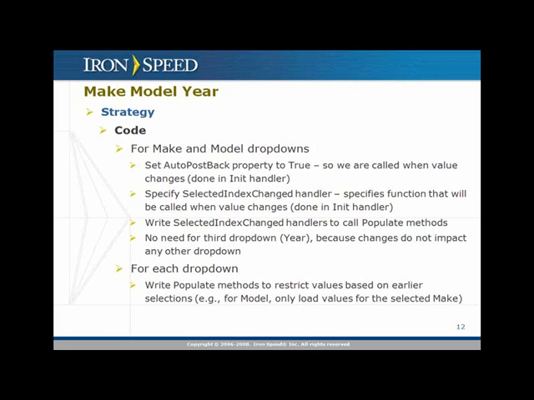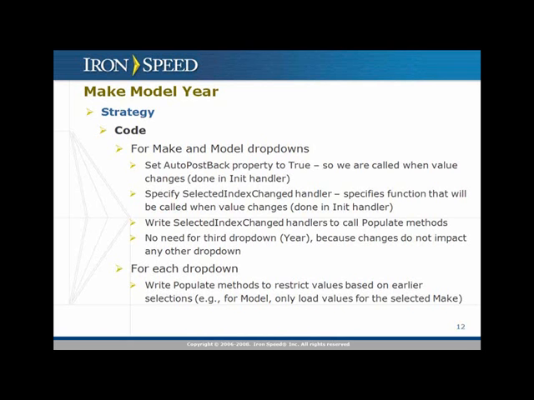And the second part of that is that for each drop-down, and this includes not just the make, model, but also the year, we will need to write the populate methods and to restrict the values in these drop-downs based on the earlier selections. Like, for example, if it is a model, we only need to load values for the selected make. So that's what we want to do. Let's do one step at a time.